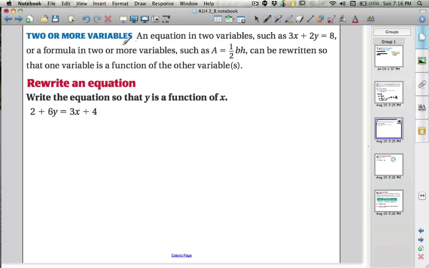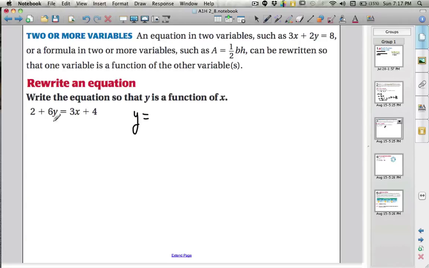When we have more than one variable, an equation with 2 variables, and we can have equations with 3 or 4 or 5, such as 3x plus 2y is equal to 8, or a formula that has 2 or more variables, like area is equal to 1/2 base times height, they can be rewritten so that one variable is a function of the other variables. What we would call that is solving for a variable. So I could solve for x, or I might solve for h. If I want to write the equation so that y is a function of x, that means I'm solving for y. This is the form I want it to be in.